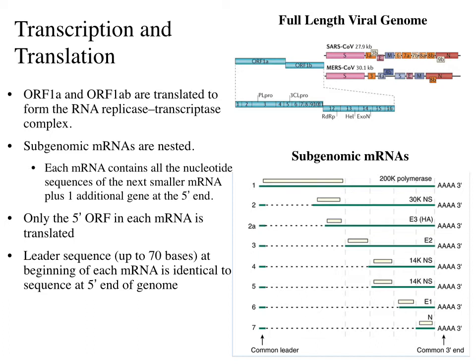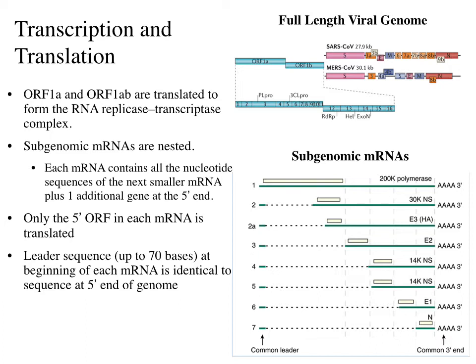So basically what we have are several subgenomic RNAs that are produced. They're nested, so they have a common 3' end and poly A tail. Each messenger RNA contains all the nucleotide sequences of the next smaller messenger RNA plus one additional gene from the 5' end. Only the 5' proximal gene of each is translated. Also, each messenger RNA has an identical leader sequence at the 5' end. This sequence is not translated.